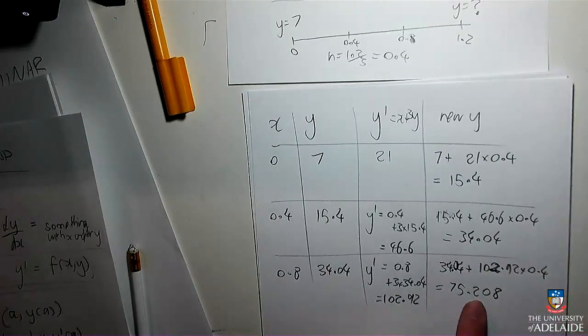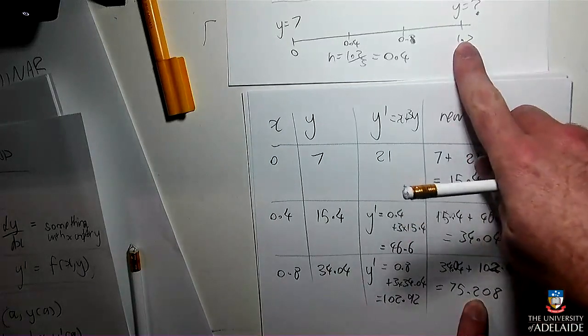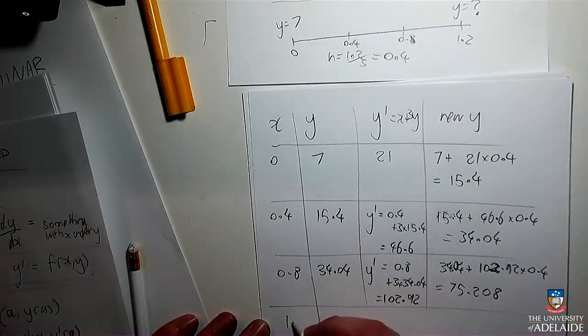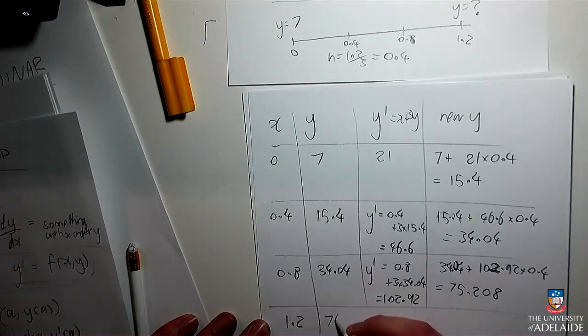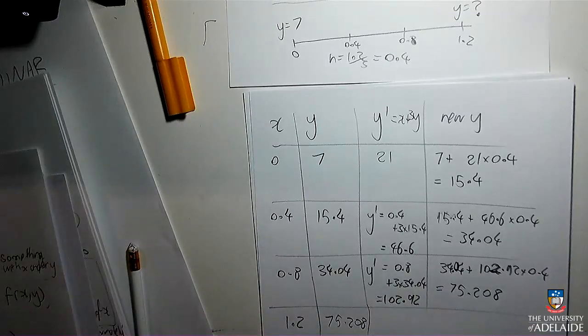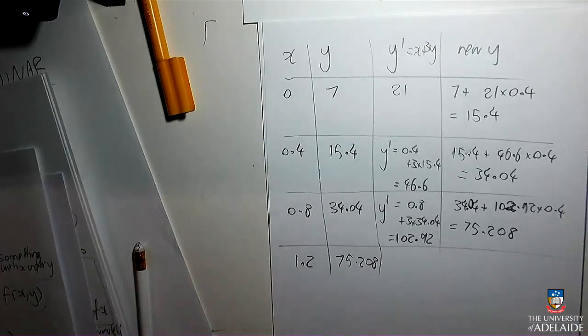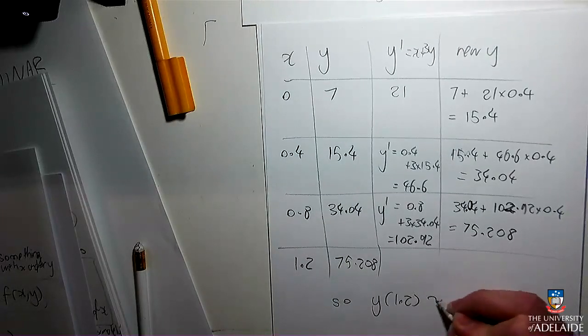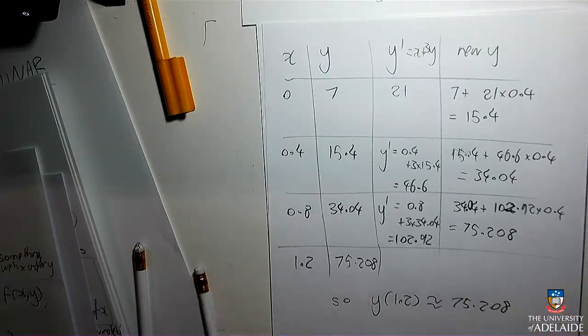And my new y is the next one, right? It's right at the end. So I'm already there. So here we are at 1.2, and the new y is 75.208, and we're done, because that's what we wanted to get. So I don't know how approximate, this could be extremely approximate, so I'm only going to go to one decimal place. So y of 1.2 is approximately 75.208. And that's how I would do Euler's method.